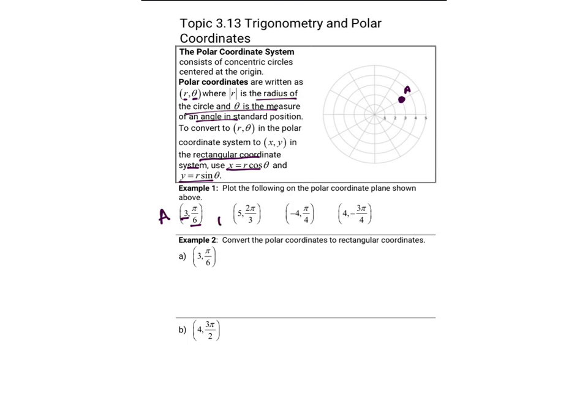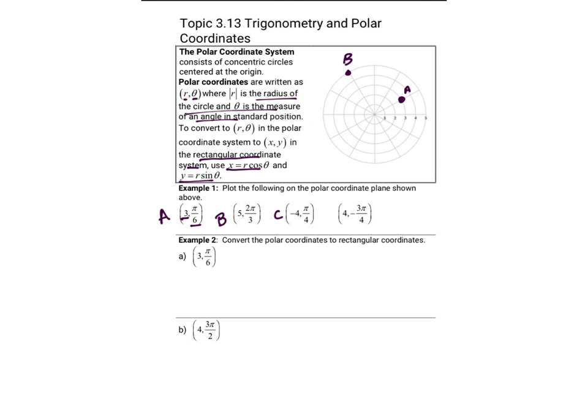Let the second one be B: 2 pi over 3, comma 5. We're going to find angle 2 pi over 3, which puts me on this particular vector. And we want to go out 5, so 1, 2, 3, 4, 5 away. That's going to be letter B.